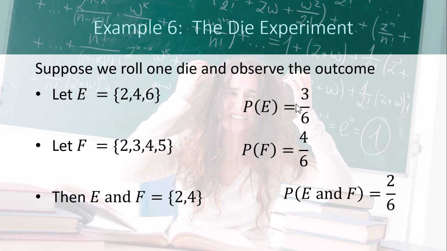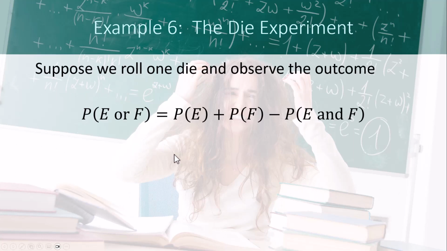Okay, and let's take a look at this in a die experiment. Suppose that we roll a die and observe the outcome. Let E be all even numbers, 2, 4, and 6. The probability associated with E is 3/6, or a half. But usually when you're doing these computations, it's best not to reduce your fractions until the end. Let F be the numbers 2, 3, 4, and 5. The probability of F is going to be 4/6. And if that's the case, then their intersection is going to be 2 and 4, which is 2/6.